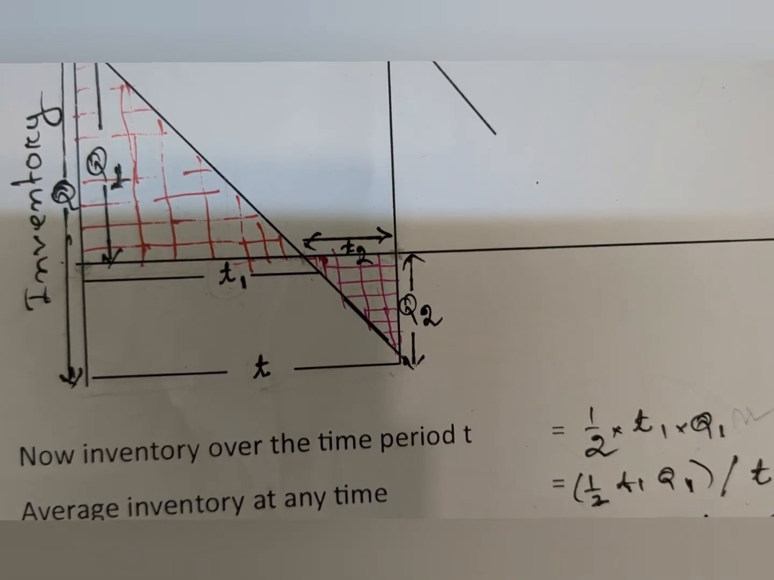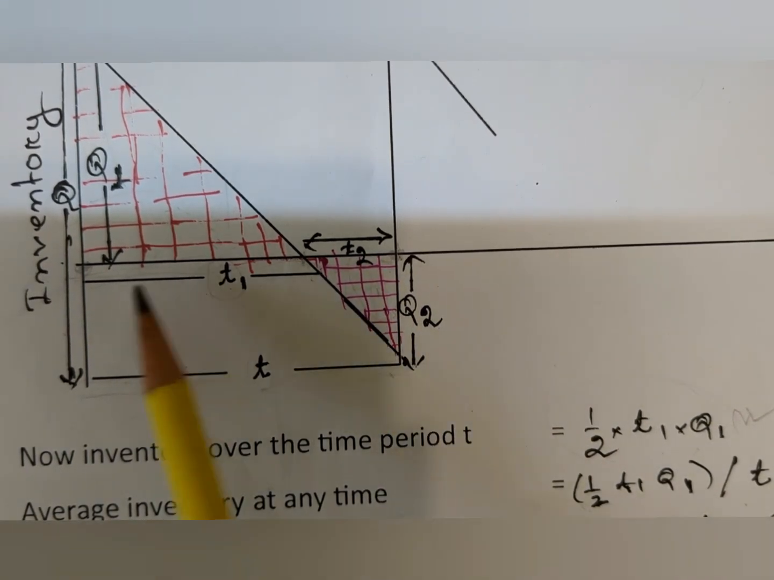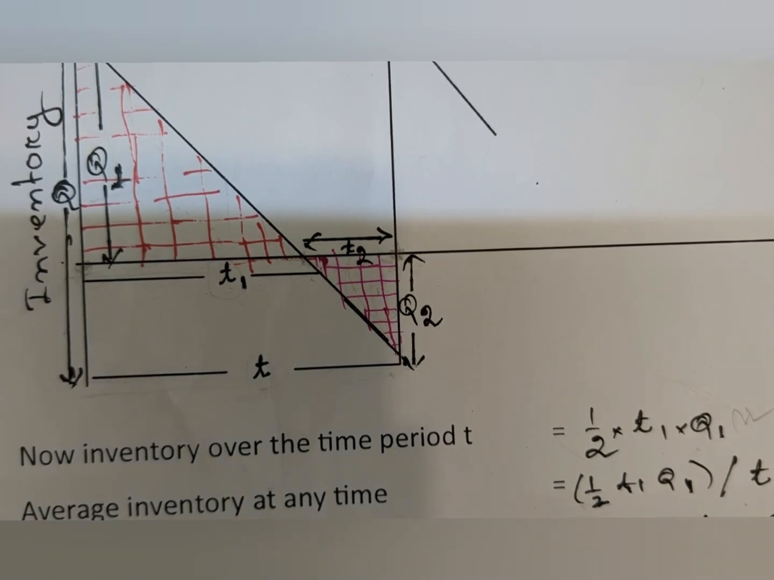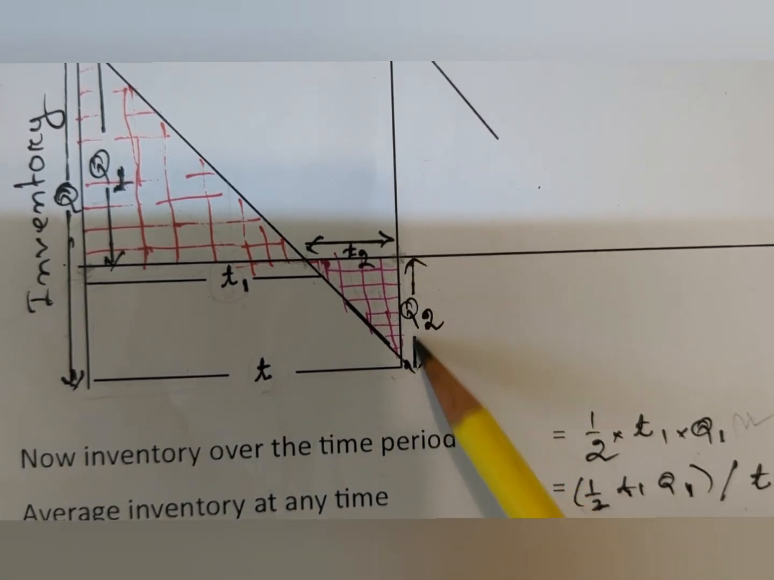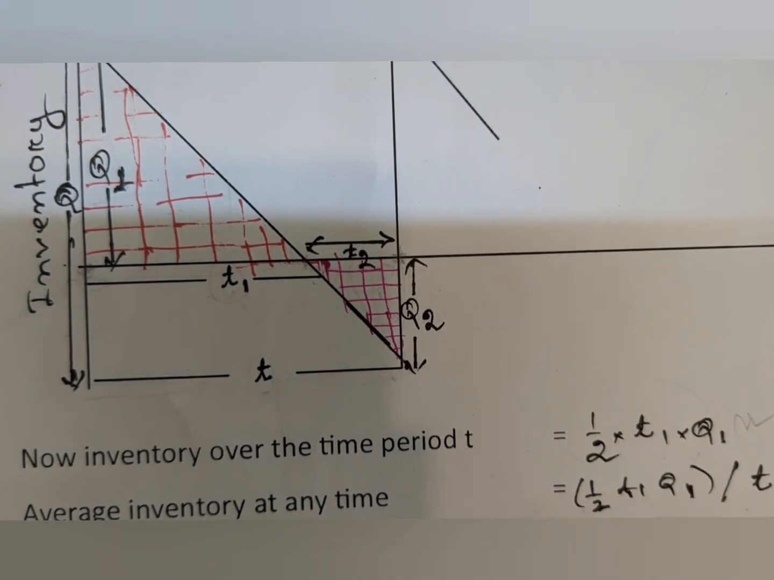Now, similarly, the total amount of shortage. This is the shortage area over the time period T. First over the time period T, then we will consider the whole period. It will be half, this is also a triangle, half into base, half into T2 into height Q2. Q2 is the shortage size.